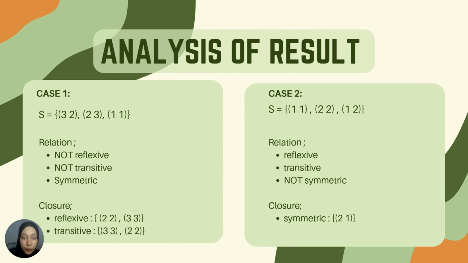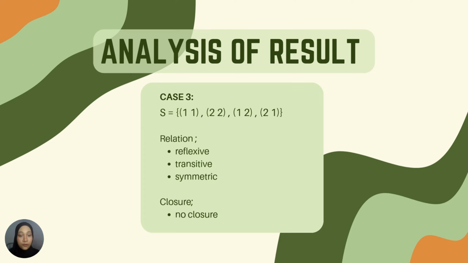Next, for case 2, we initialize S as 11, 22, and 12. Then, for this case, the symmetric relation is not satisfied, which leads to a closure being displayed, where the closure element is 21. Lastly, for our last case, the input is 11, 22, 12, and 21, which satisfies all of the conditions for all of the relation types. So, since all of the properties are satisfied, no closure has been displayed for any relation.